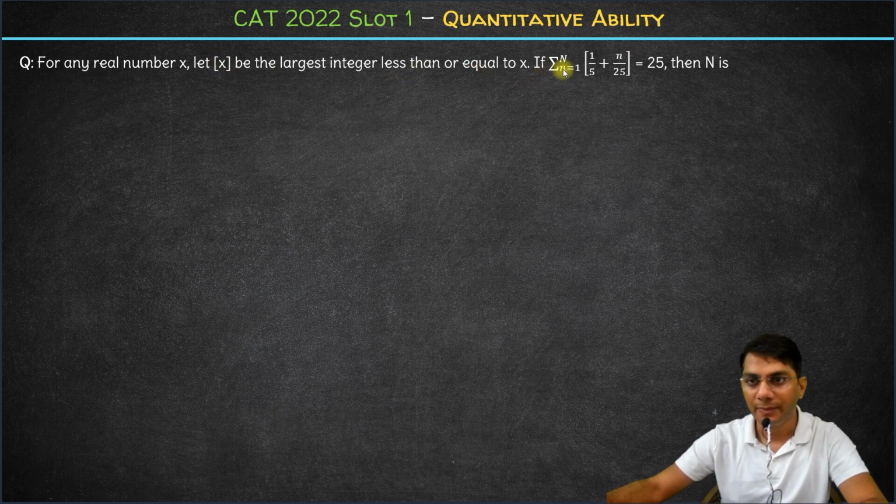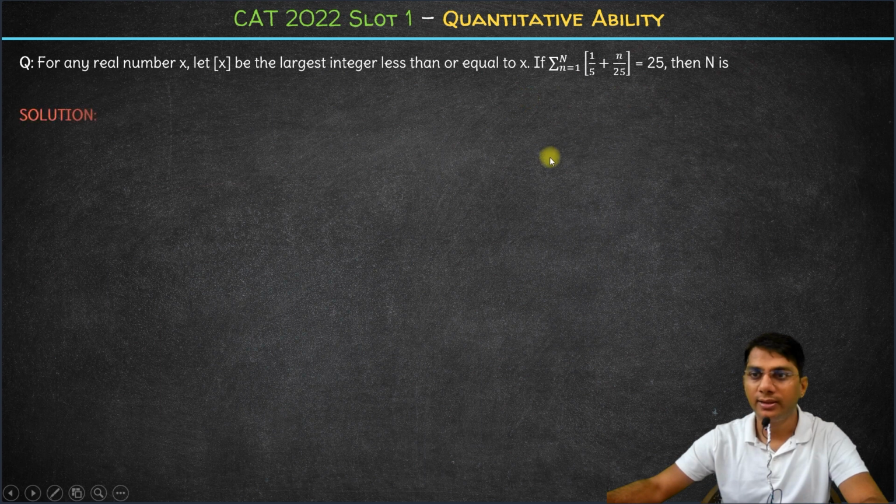Now, sigma, when n is from 1 to capital N, of [1/5 + n/25] is 25, then what is N? I hope you know sigma. Sigma is basically the sum of all the terms when n is taken from 1 to capital N. Then what is the value of capital N such that the sum comes out to be 25.